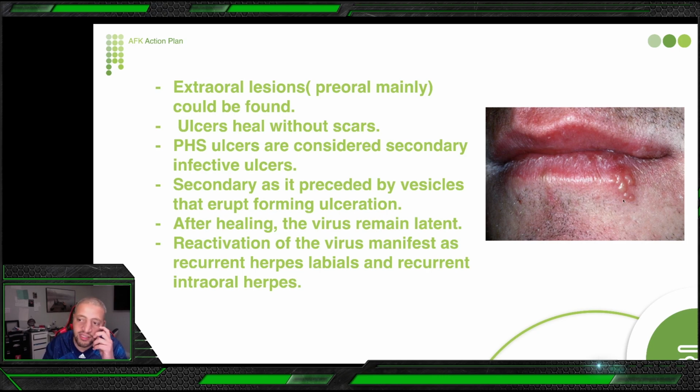It will be vesicles that would rupture, leading to an ulcer. That's why we're saying it's a secondary one, and it heals without a scar. It might happen intraorally, but it's not very common. When it happens intraorally, it will be unilateral most commonly, sometimes bilateral, but strictly will be happening in the attached mucosa. And how to differentiate between this one and aphthous ulcer is super easy.